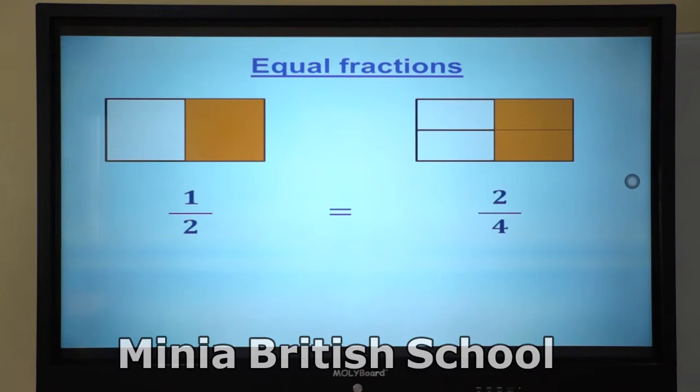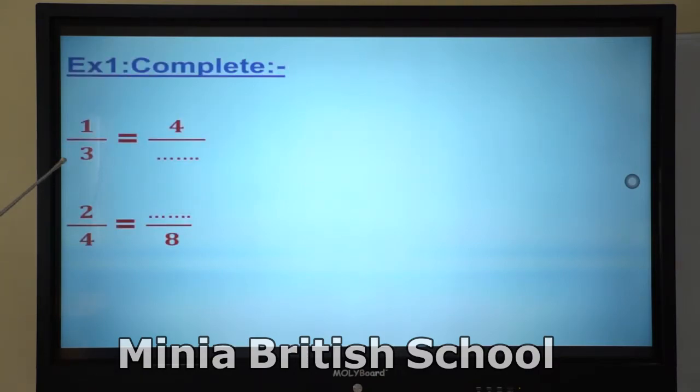Let's solve some exercises to understand. Complete 1 over 3 equals 4 over what? Look at the two numerators. 1 became 4. So I multiplied 1 by 4. So also you have to multiply the denominator by the same number, times 4. So it will be 3 times 4. It will be what? It will be 12.